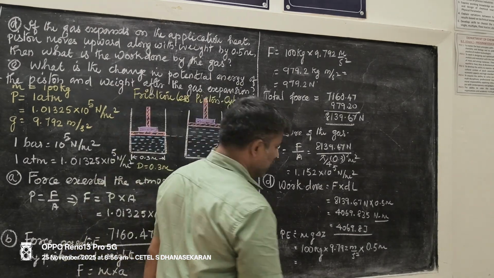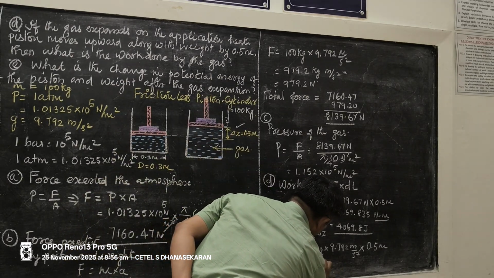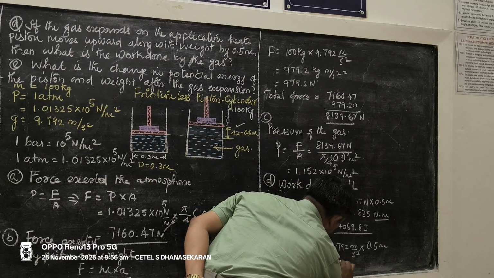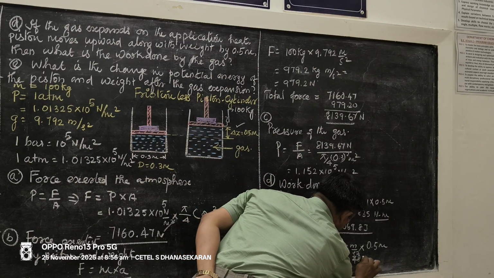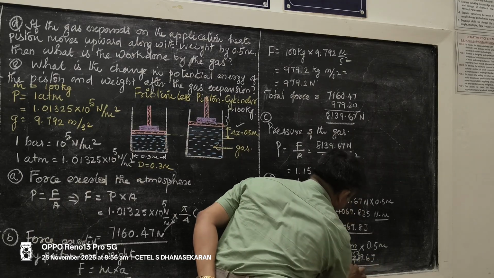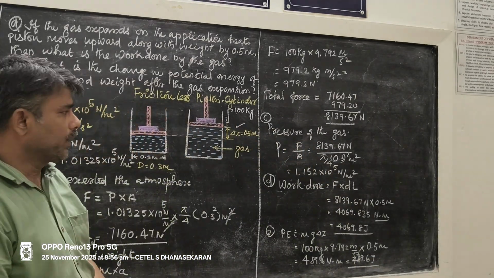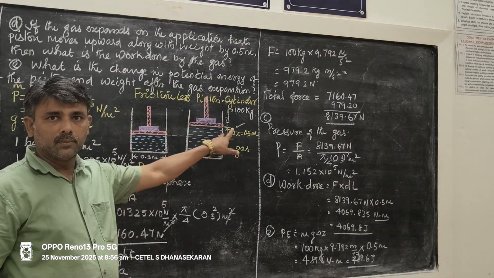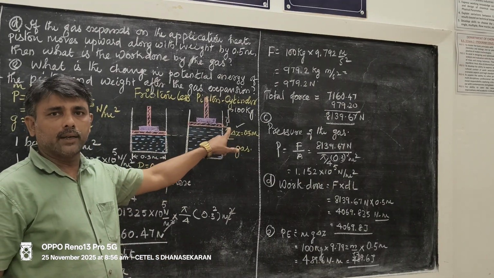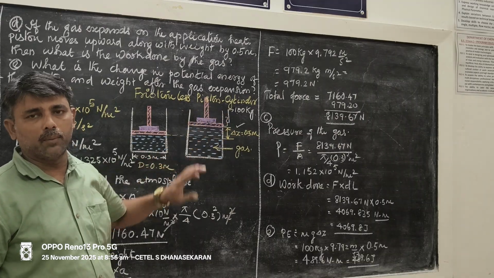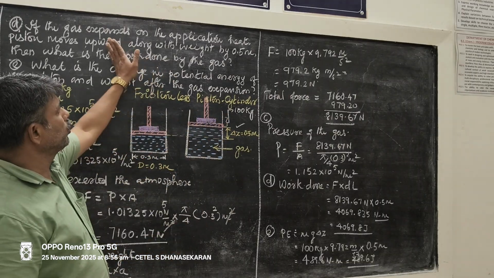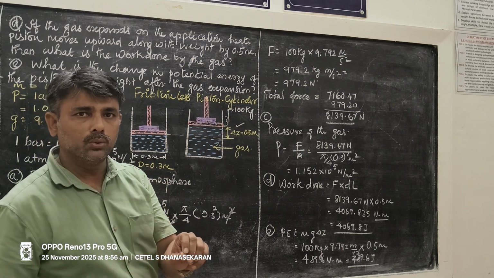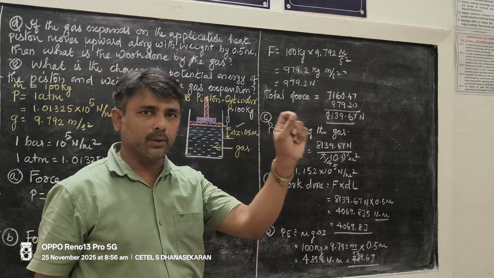The answer is 489.6 Newton meter or 489.6 joules. This is the answer. Now my question is, what about the work done? How is work done performed? The thing is that an amount of heat is added to the system. My question is, is it possible to find the amount of heat added to the system?